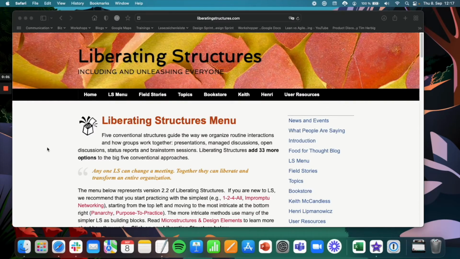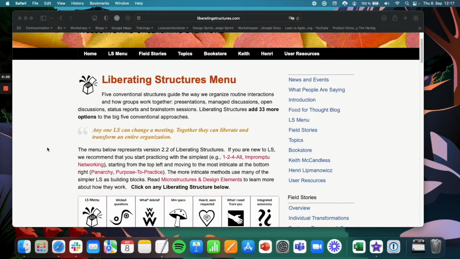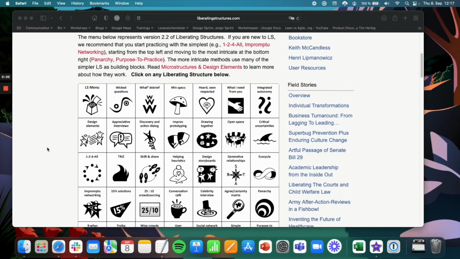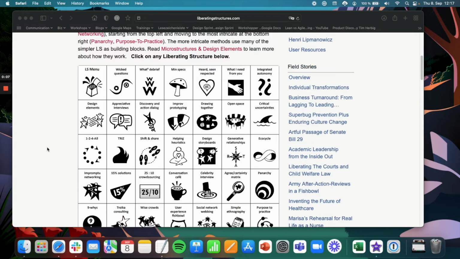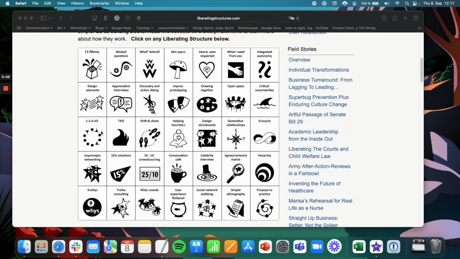You can find out more on liberatingstructures.com. There are currently over 30 microstructures, and here you can see 1-2-4-All is one of them. It's pretty neat because it's pretty easy to learn for you as a facilitator. It's pretty easy to facilitate. I'm using the word pretty a lot. It's very easy to follow for participants in your workshops.